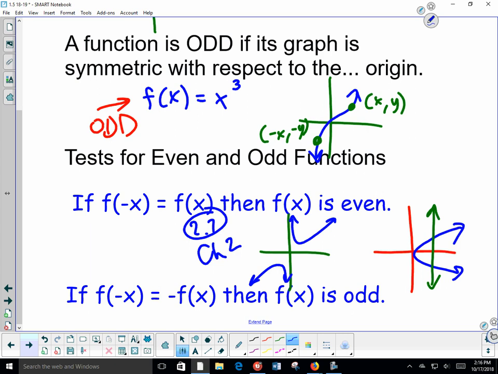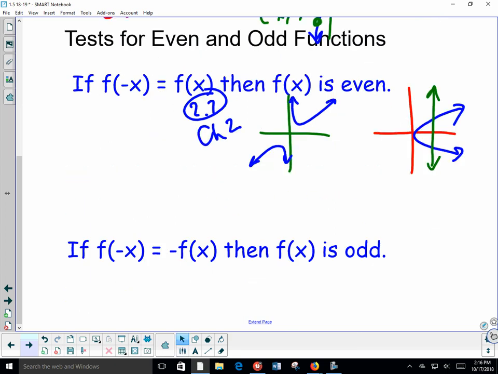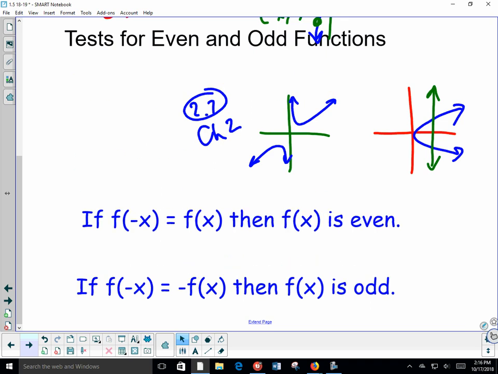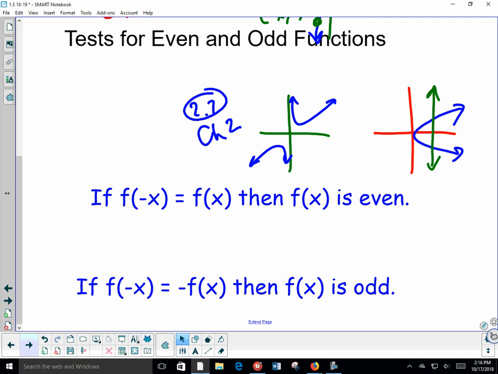Yeah. All right, so let's take a look at our algebraic ways of telling whether we have an even function or an odd function or neither. So if you plug in negative x wherever you have an x, and you end up getting right back to the original equation, the original function, then the function is even. So here's an example.